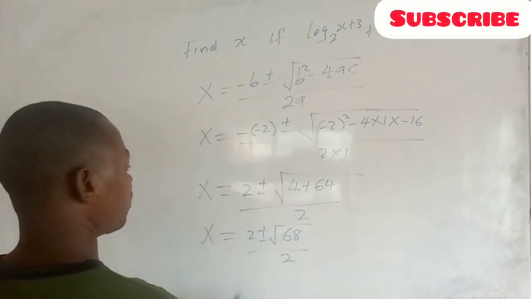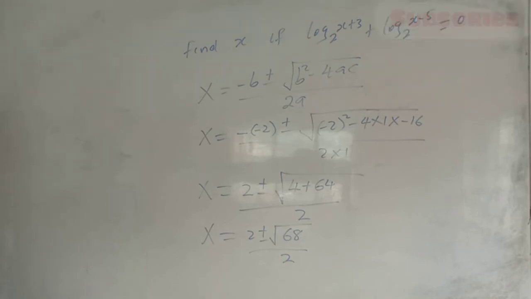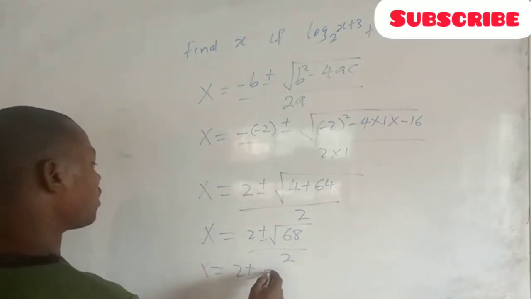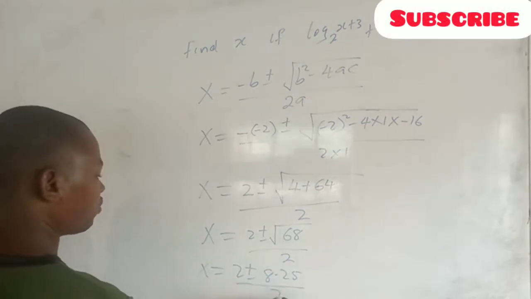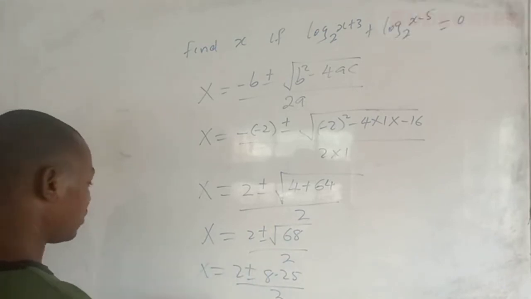So we are going to find the square root of 68, which will give us 8.25. So s equals 2 plus or minus 8.25 over 2. You can see we are having plus or minus, so we are going to express it in plus and in minus.